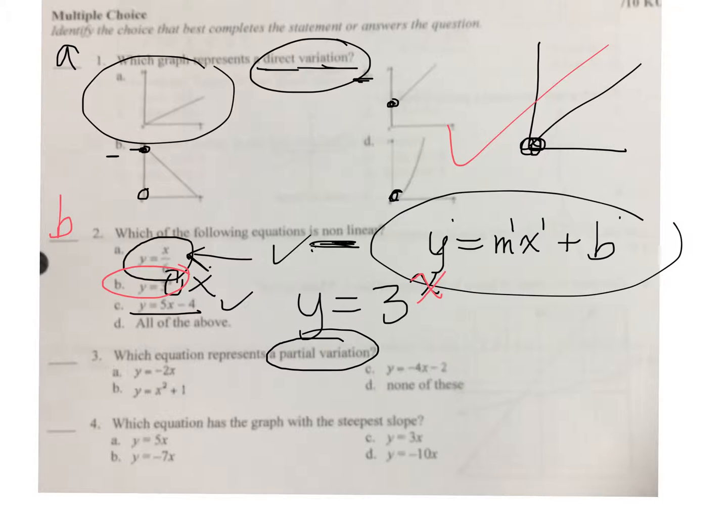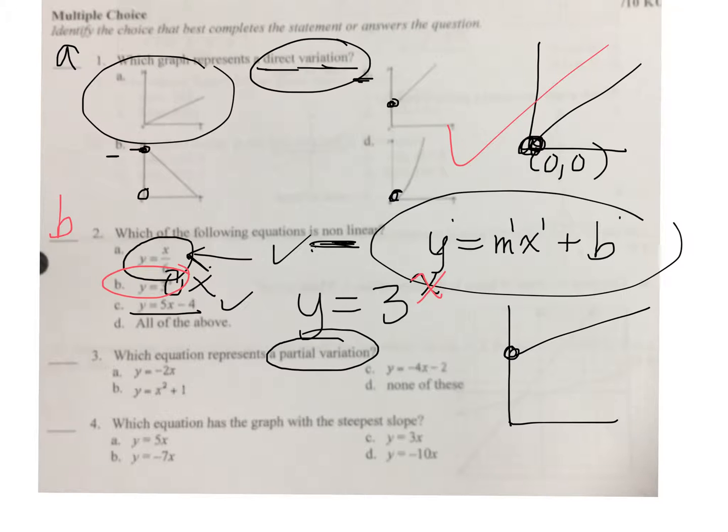Okay, so opposite of direct. Partial means what? What would the graph look like for partial? Direct starts at 0, 0. Where would partial start on a graph? It can start anywhere but 0. So let's say it starts here, anywhere but 0. That means that the y-intercept is anything but 0.